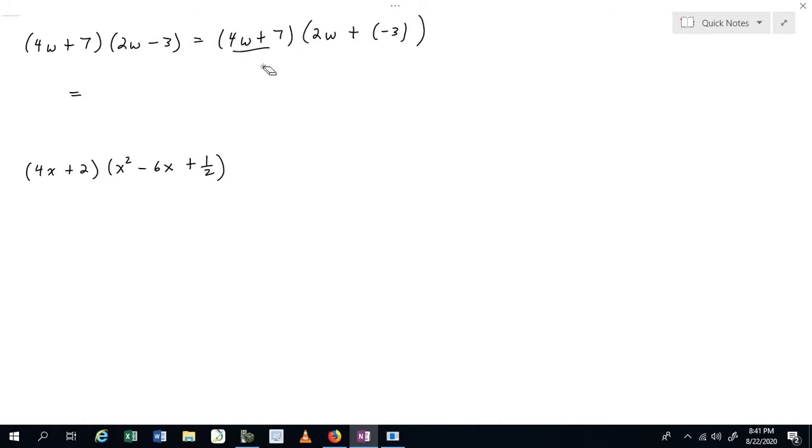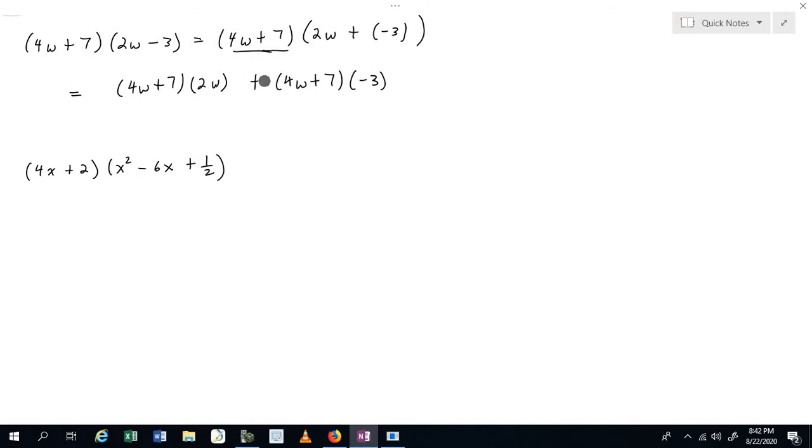Okay, when I distribute the 4w plus 7 to the first term right here, 2w, I'm going to get 4w plus 7 times 2w. Plus, and that plus sign is coming from here, plus, now I distribute the 4w plus 7 to the negative 3, so I'm going to get 4w plus 7 times the negative 3. That's what you get when you distribute this 4w plus 7 to the first term and the second term.